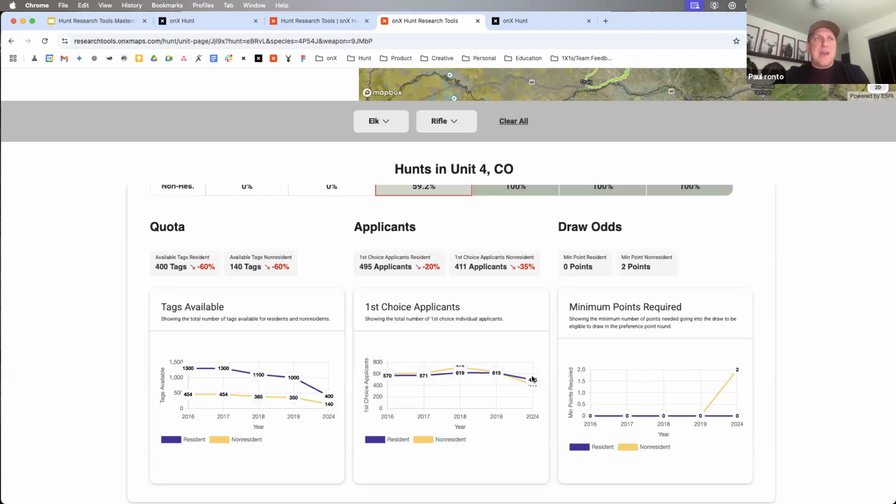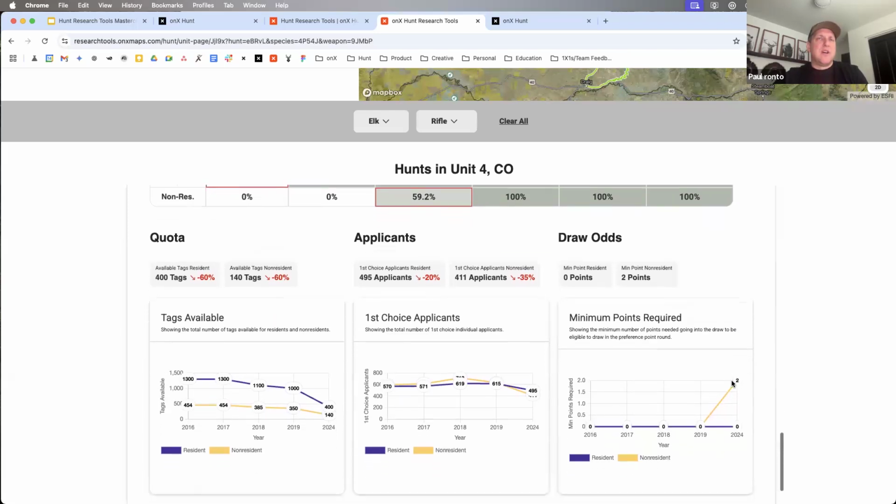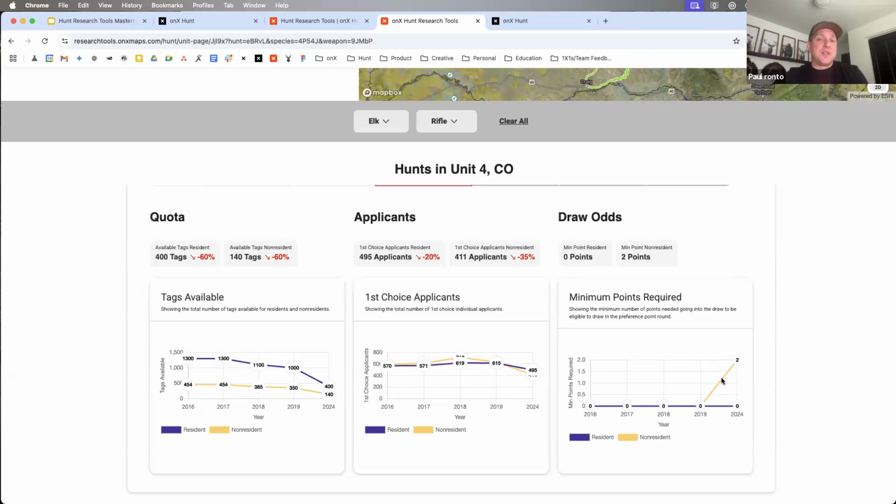But you can see here that the people applying for it stayed pretty consistent, which is why then you see over here in the minimum points required, it shot up from a 0 point tag to a 2 point tag. By looking at this trending data, I can tell there's something going on here with the herd health. The herd's not that strong. They had to limit tags, and there's too much demand. So now it's going to take me points, and I probably don't want to apply for this unit this year. And so I would keep searching.